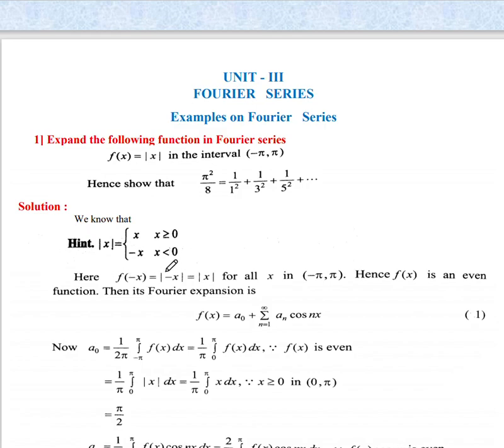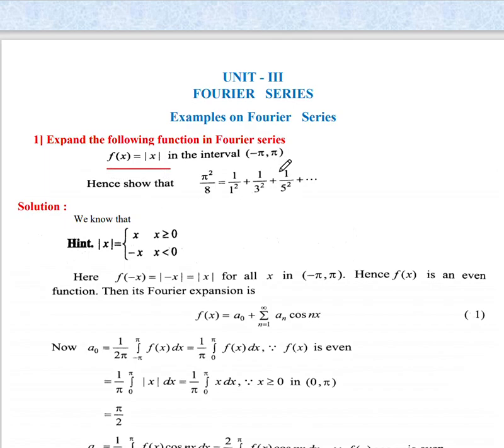So we know the concept of modulus of x: if x is greater than or equal to 0, then the value of mod x will be the positive x. If x is negative, then the value of mod x will be minus x. Okay, so this is the basic concept of the modulus of x. Now we will see the problem. So here it is given that f of x equal to mod x in the interval minus pi to pi.